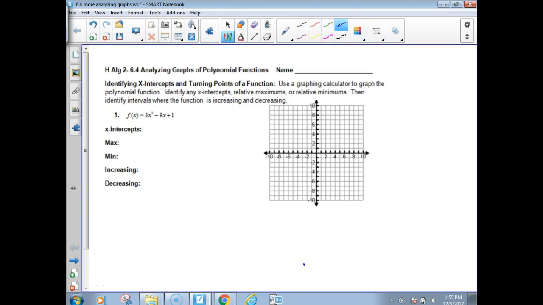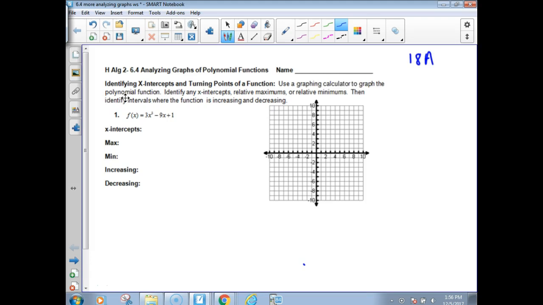Okay, we're going to be on the second part of analyzing graphs of polynomial functions, which is starting on worksheet 18a. Yesterday, we looked at x-intercepts, we looked at relative maxes and mins, and today we're going to add in where the function or graph is increasing or decreasing as well. Identifying x-intercepts and turning points of a function, so the turning points will be the relative maxes and mins.